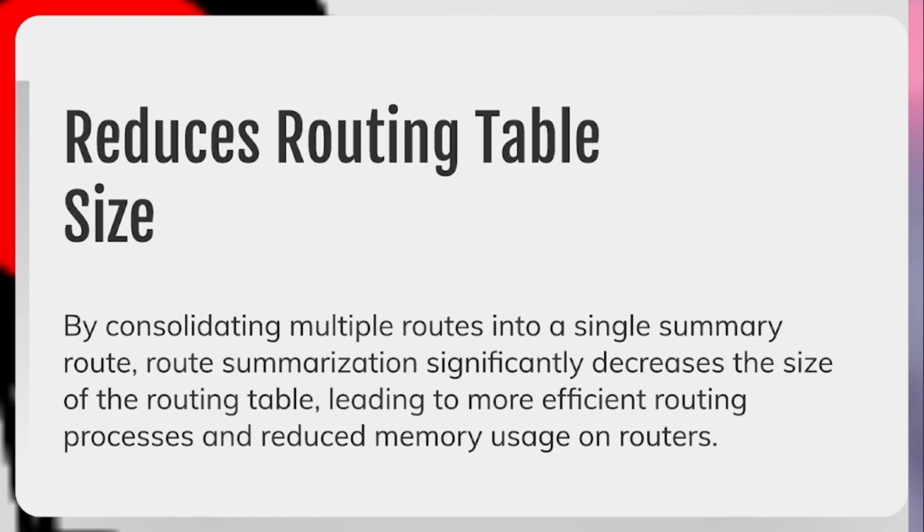So by consolidating multiple routes into a single summary route, route summarization significantly decreases the size of the routing table. Definitely, if you want fast convergence, you cannot have a bulky routing table with a lot of routes in it. If you do that, it will not converge fast. So if you want fast convergence, you have to reduce the routing table volume.